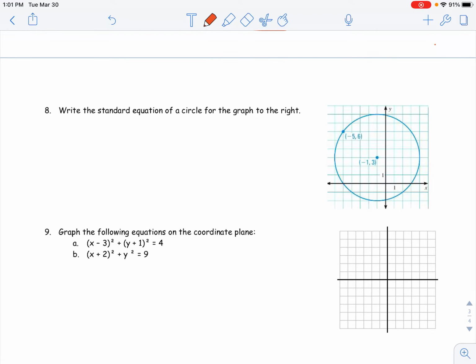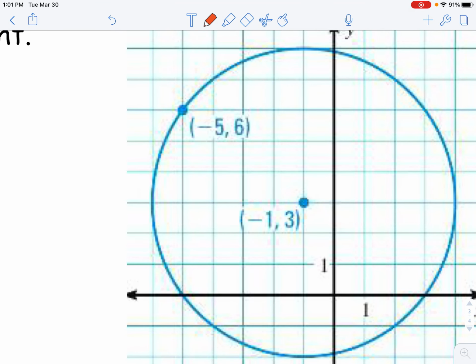Okay, so here we're going to write the standard equation of a circle for the graph on the right. All right, so what we can do is realize that we have center (h, k) is (-1, 3). All right, and then I have to calculate the radius.